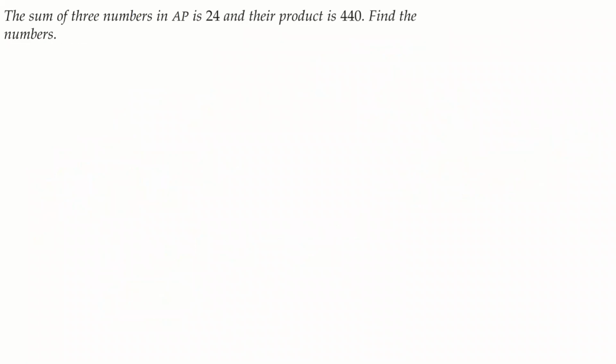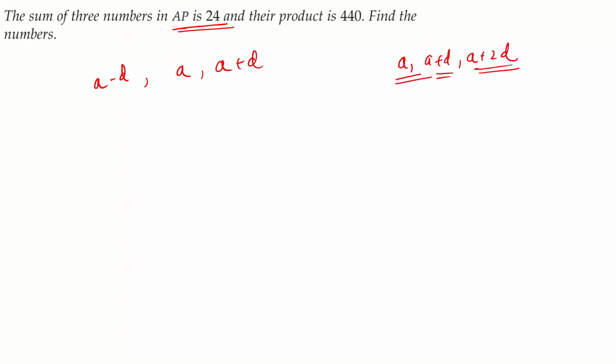Next question. The sum of three numbers in AP is 24 and their product is 440. Find the numbers. These questions can be done in many ways, but I'll tell you the simplest way to achieve the result. They are saying that the sum of three numbers in AP is 24. Whenever they give you three numbers in AP, always take those numbers as A minus D, A and A plus D. Although you could have taken those numbers as A, A plus D and A plus 2D as well, because these are still in AP, you are adding D constantly to them.